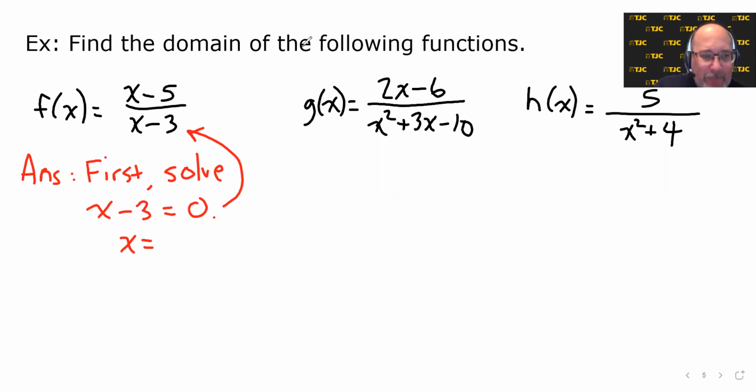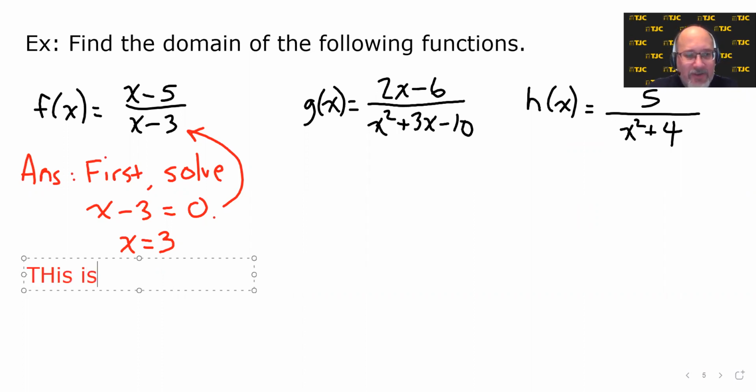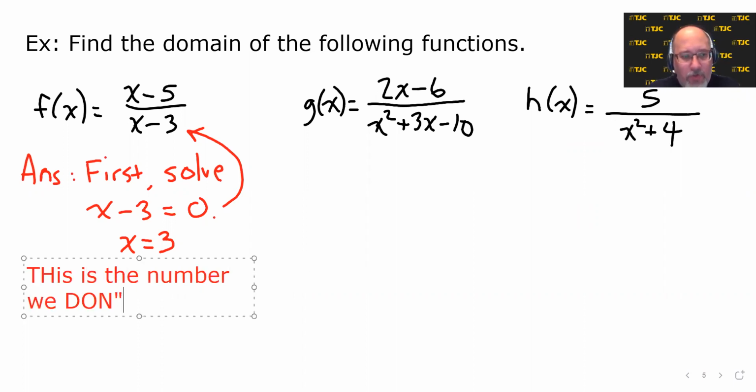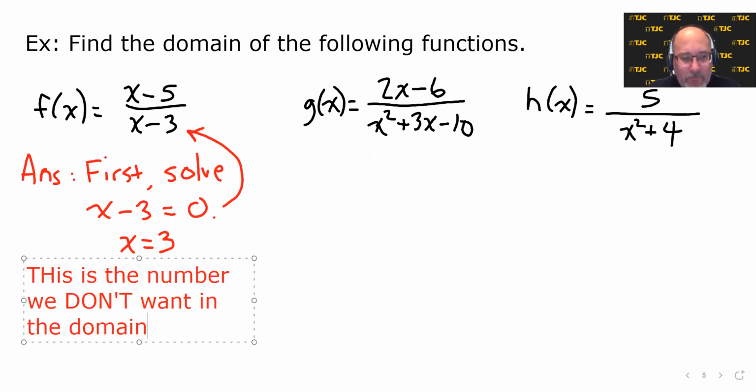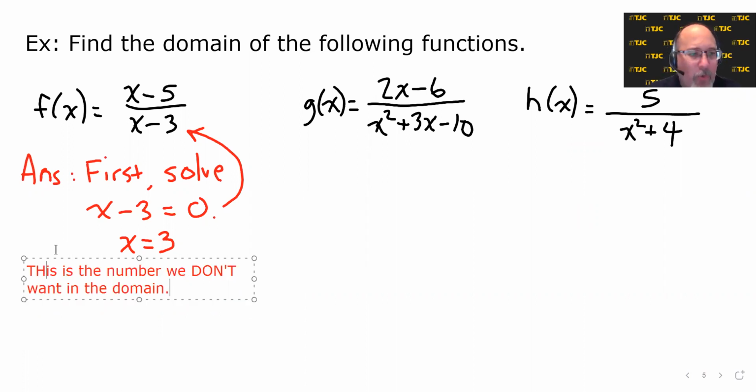I'm going to switch over to typing here so that I can make sure it all fits in the space and it's legible. So first we solve x minus 3 is equal to 0 and we get x equals 3. This is the number we don't want in the domain. Let me take the font size down a notch so it'll fit a little bit better. This is the number we don't want because it's the number that makes the denominator equal to 0. So how can we describe what the domain is? In other words, we want everything except 3.